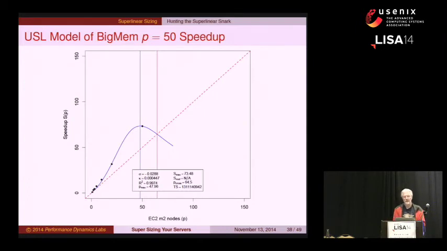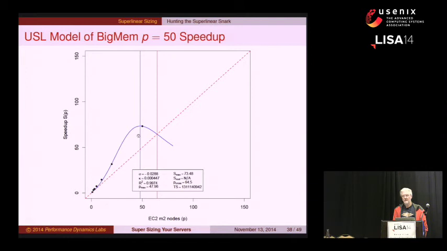This is a set of data that goes up to 50 nodes on the x-axis. These are now EC2 nodes. This is Big Mem, with speed-up on the y-axis again. The data is the black dots, and the blue curve is the USL fit to those data using nonlinear regression. You can see there's a peak there just below 50. The peak is actually at 47 nodes, according to the USL.